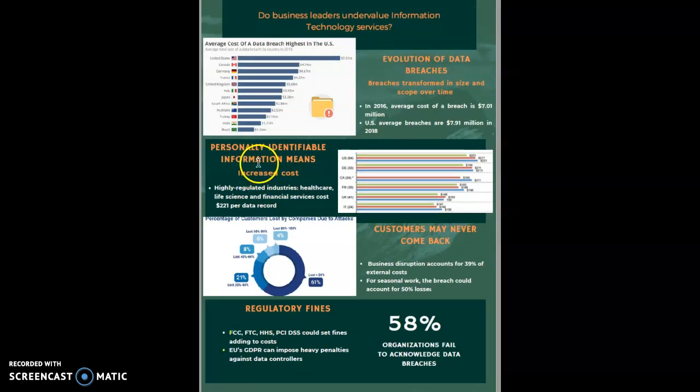Move down to PII, or personally identifiable information. I state here that it costs $221 per data record. So when I was looking at AT&T, I had 6 million records in my database. If all 6 million records were compromised, you can see how this $221 per record can cost a lot of money.